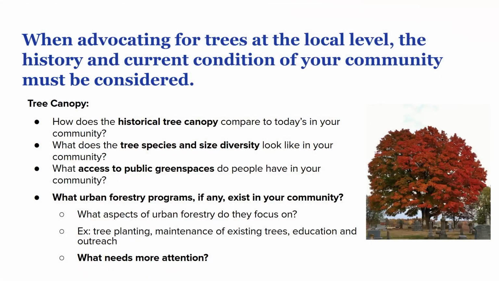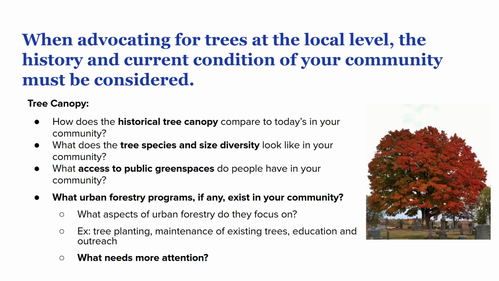So if you want to get started in your community, there are some questions you should ask before you decide how you want to advocate. This can look at the canopy level and the community level. Make sure you can see the slides. So at the canopy level, if your city has an inventory, or you can talk with your city forester: what does the historical tree canopy look like compared to today? What does the tree species diversity look like?